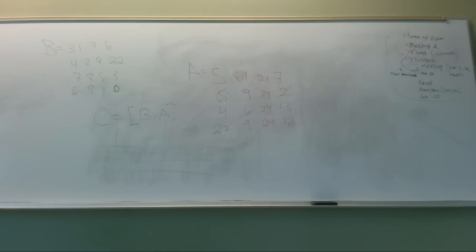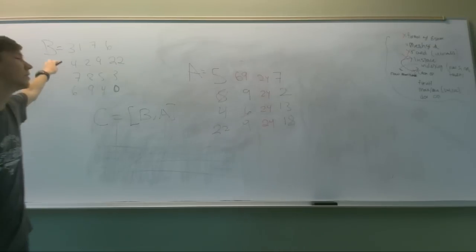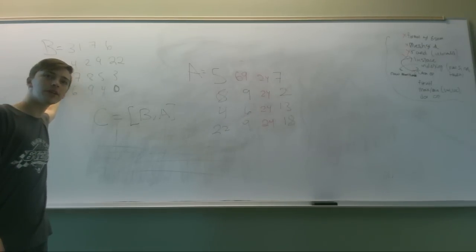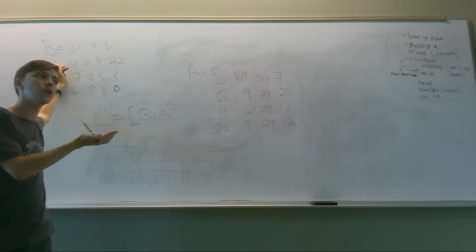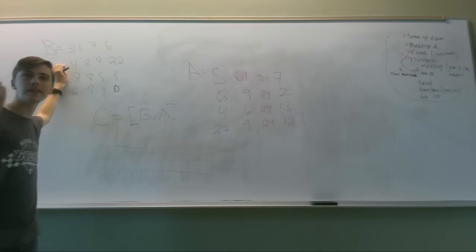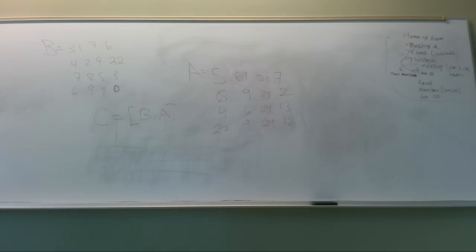With this one, if we said B comma A, they could have different columns. Yeah, right? We could have like a 4 row by 3 column and a 4 row by 4 column, and then we'd have like a 4 row by 7 column. Right? That'd still be okay because our rows are still the same when you sit them right next to each other.